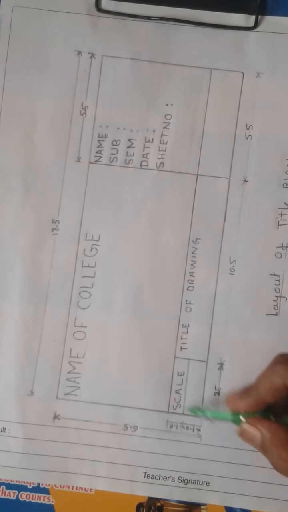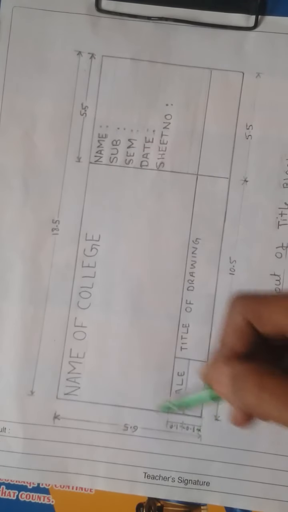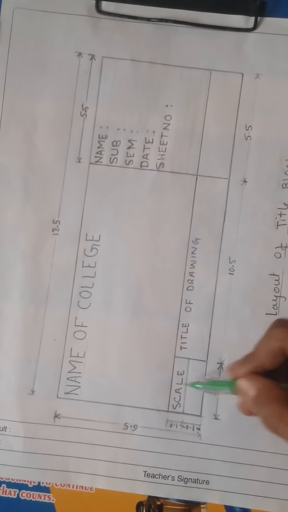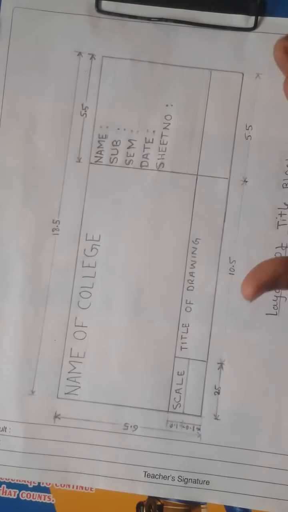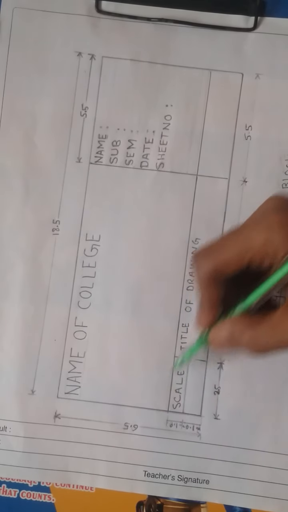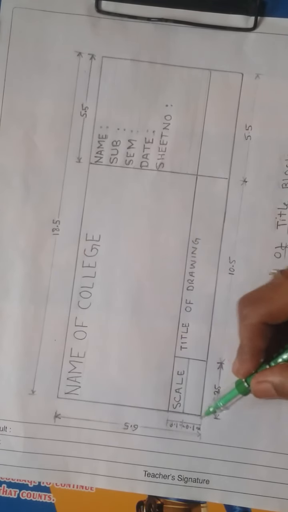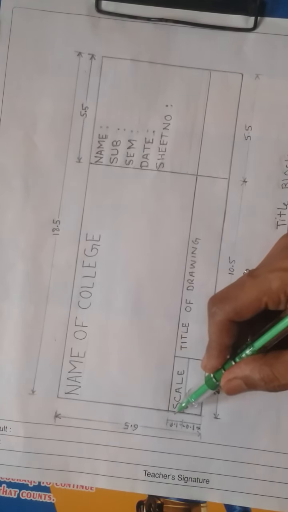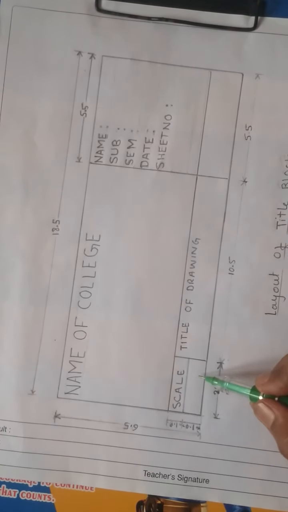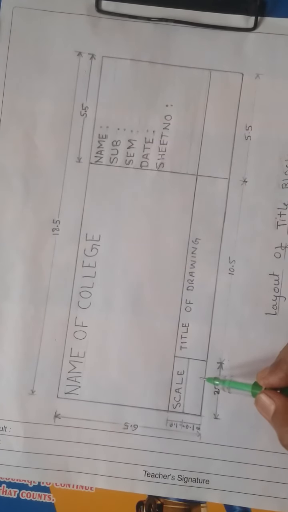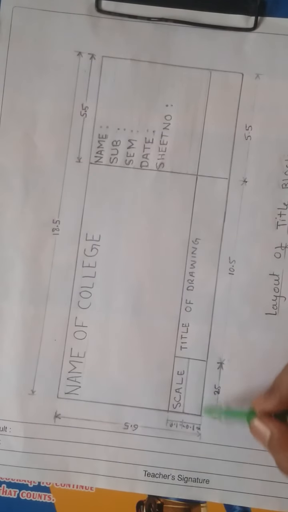And in this block, the scale that will be used for drawing the object or the plan will be highlighted here. So as per the dimension you have to draw the title block. For this scale block, you have to make the partition of 1 centimeter by 1 centimeter and 1 centimeter. Here you have to write the scale, and the scale which is used for drawing the various plan, elevation, and cross section, those scales will be highlighted here.